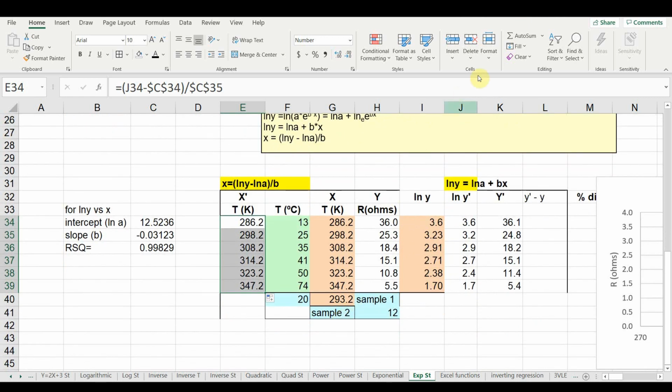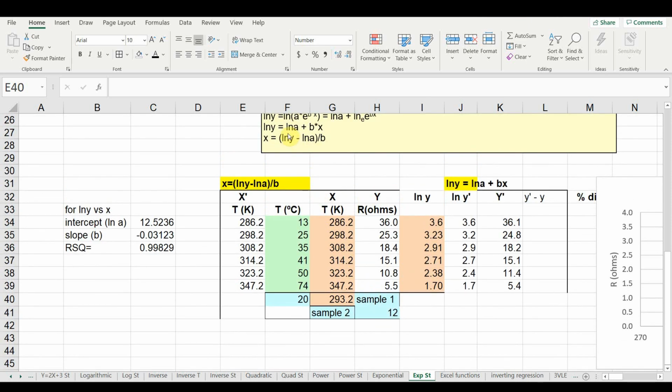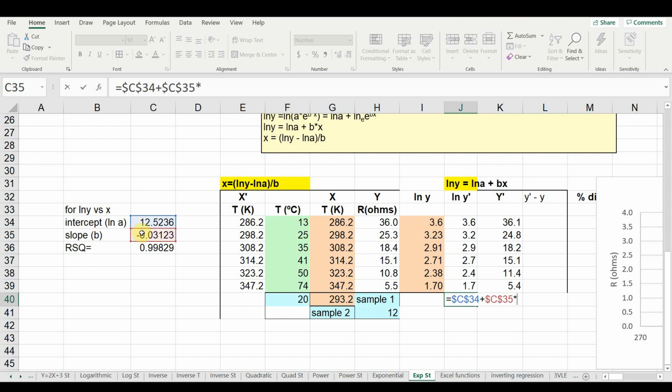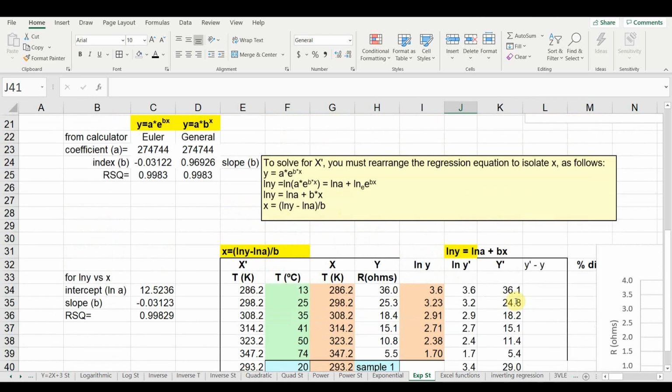How about our samples? Let's forecast the resistance that corresponds to a temperature of 20 degrees C, which is 293.2 Kelvin. We're going to forecast ln of y, and then we'll convert it to y. So ln of y, I'll put that over here. Ln of y is equal to ln A, F4, plus slope b, F4, times x value, which is T, temperature. Enter. So that forecasts 3.4 as the ln of y prime, and it automatically calculated a y prime of 29. And I believe that agrees with what we had up here.